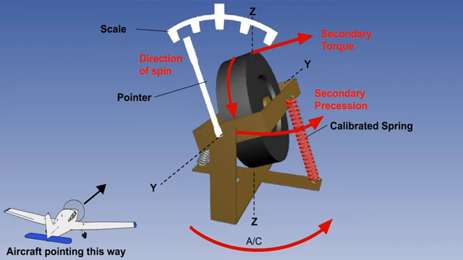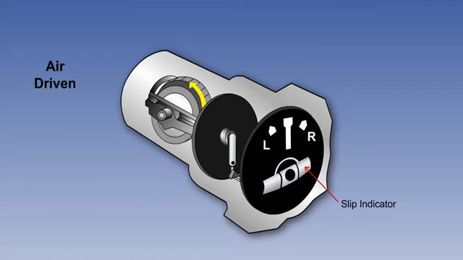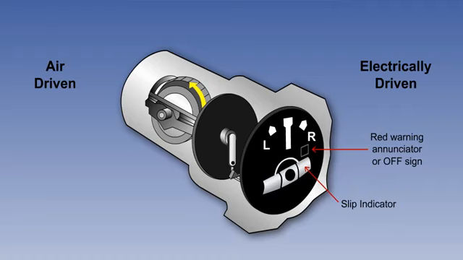By a suitable design choice of spring tension, the angle of tilt can therefore be calibrated to indicate a rate of turn at a specific TAS, and a pointer linked to the gimbal can be used to indicate the amount of tilt on a graduated scale on the face of the instrument. The rate gyro may be air-driven or electrically driven. In the electrically powered instrument, a red warning flag or off sign on the face of the instrument will indicate if the power to the instrument has failed.